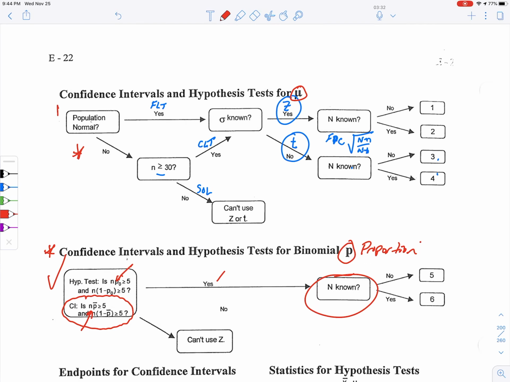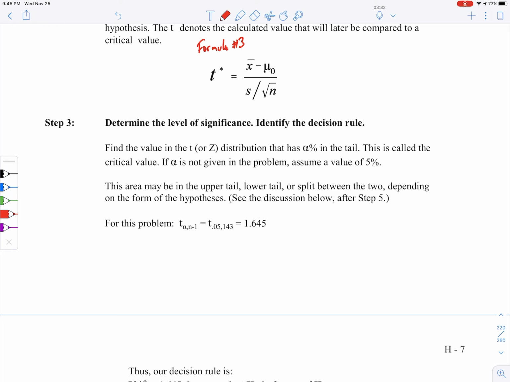Okay, step number 3 is new for you, but we've actually seen how to do this before in the earlier units. Find the value in the t or z distribution, in our particular case it's going to be t, that has alpha percent in the tail. This is called the critical value. If alpha is not given, then we're going to assume an alpha of 5%. So there's nothing in the problem that said what alpha was, so we're going to assume an alpha of 5%.